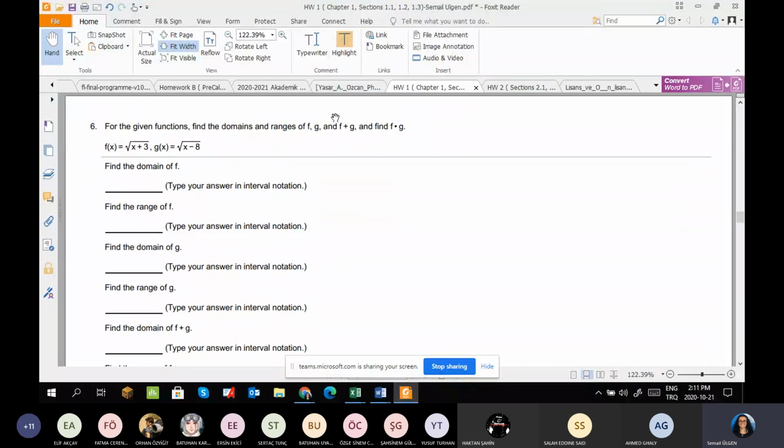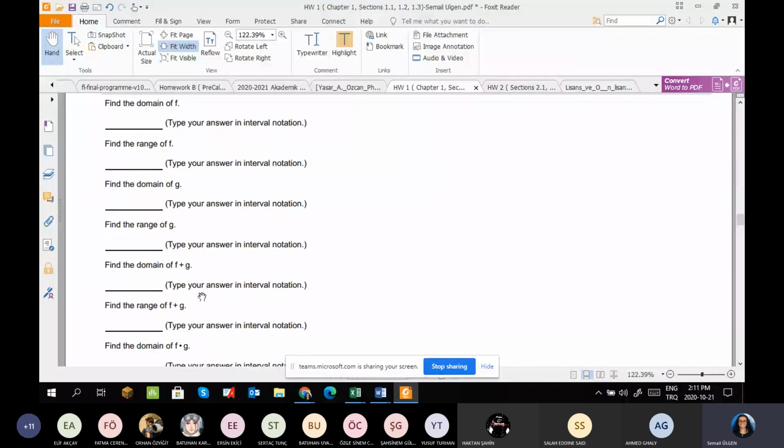Question 6 is about f and g, given functions, and we want to find the domain and range of each function: f plus g, f times g. f is a given square root, g is a given square root, and you know how to find the domain of a square root. You just need to look at the term inside the square root. It has to be greater than or equal to 0. So easily you can find it.